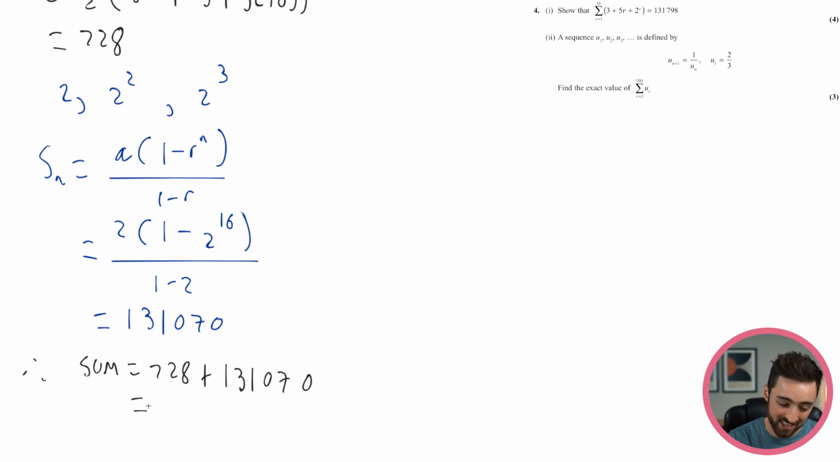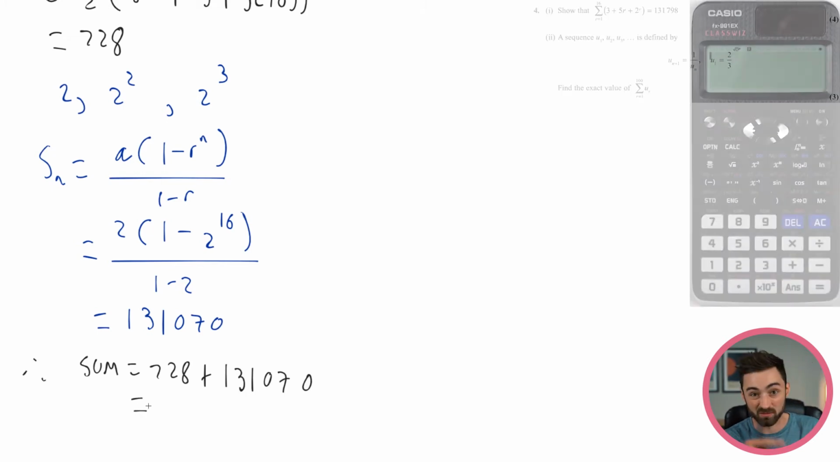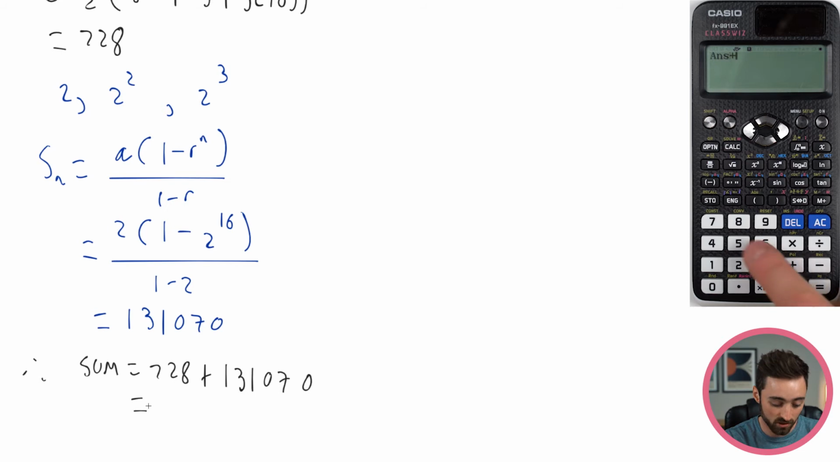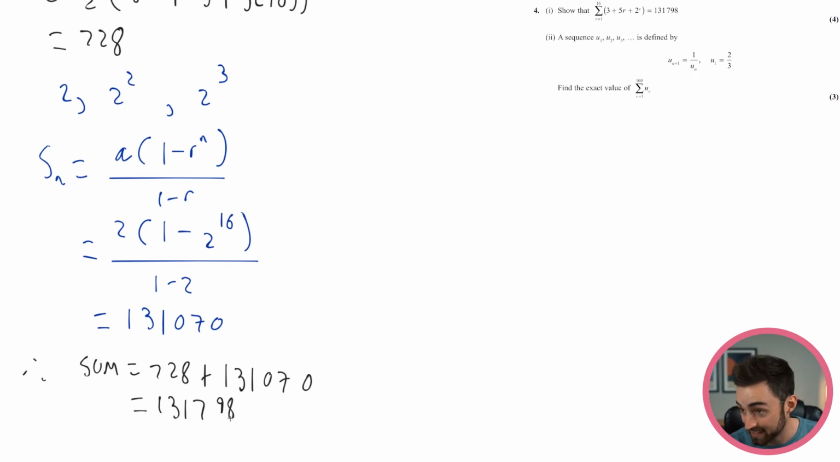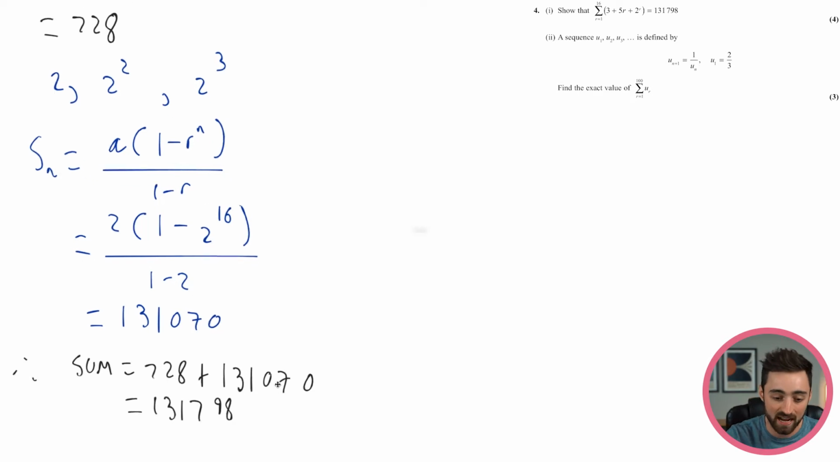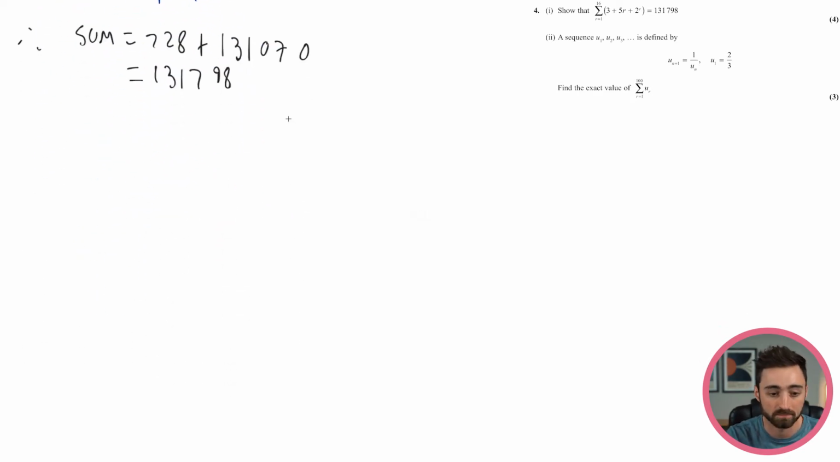And let's hope. So I've got this second one installed in my answer. I'm just going to do answer plus 728. That gets me 131798. Go to the answer, and that is the thing that we're trying to show. Perfect.